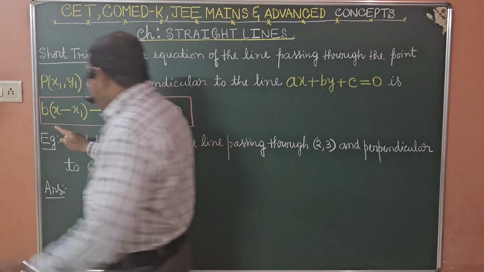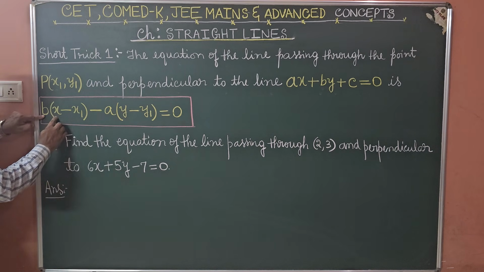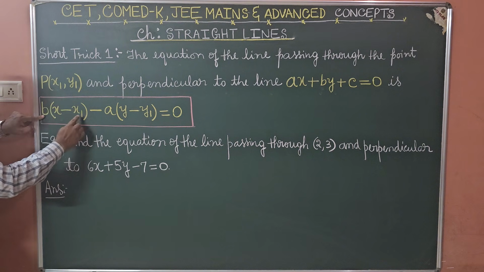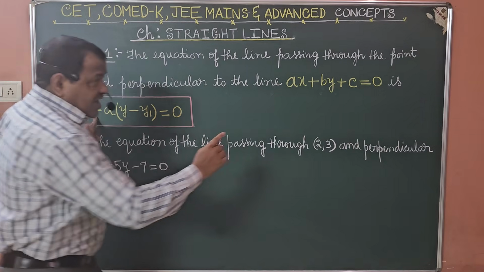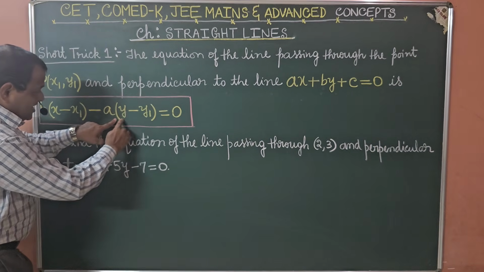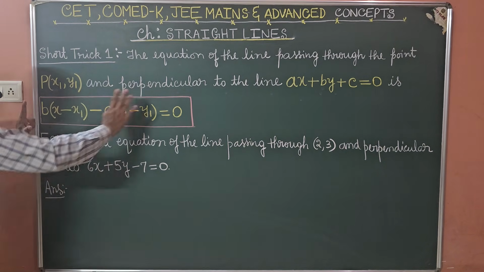That I will write here. So b. Then write a bracket x, always x. It is a moving point x comma y. X minus this x1, x1 the x coordinate of the given point. Okay, minus, always minus here, not plus. Now go to the coefficient of x, that is a, right here, and write a bracket y minus the y coordinate of the given point equal to 0 and simplify.